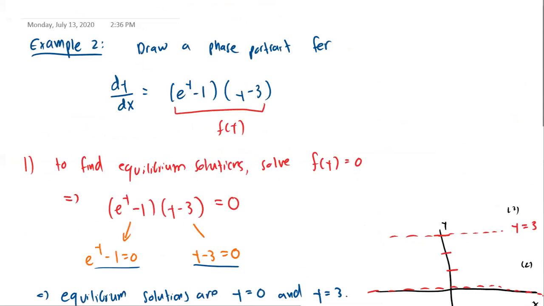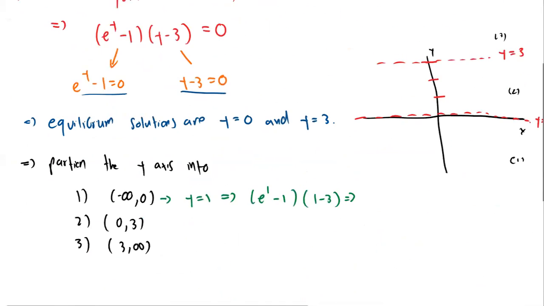Oh, I hope I didn't use equals. Yeah, I didn't use equals. Good. Okay, so e to the 1 is 2.781 something, so that's positive when you subtract 1 from it. 1 minus 3 is negative. Positive times negative implies negative. So we know that our functions are decreasing on this interval, or on that subregion.